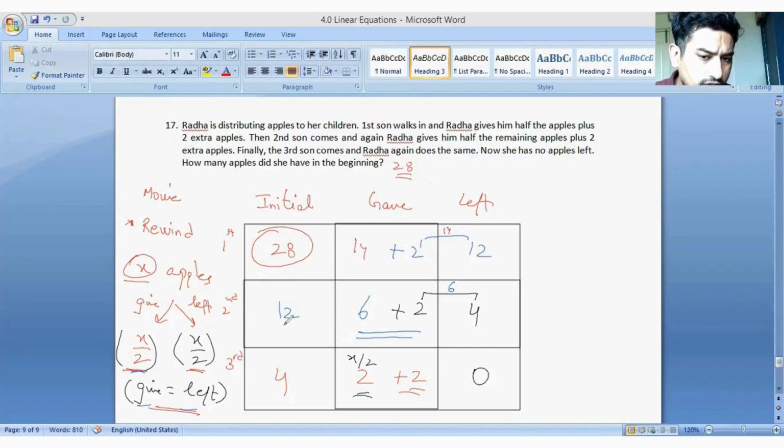And from here now, if you see, once you follow this approach, anything they ask, you can answer, right? They ask you how much did she give to the second kid? How much was she left after the first kid left? Anything you can answer from this table. There's no problem. Correct?